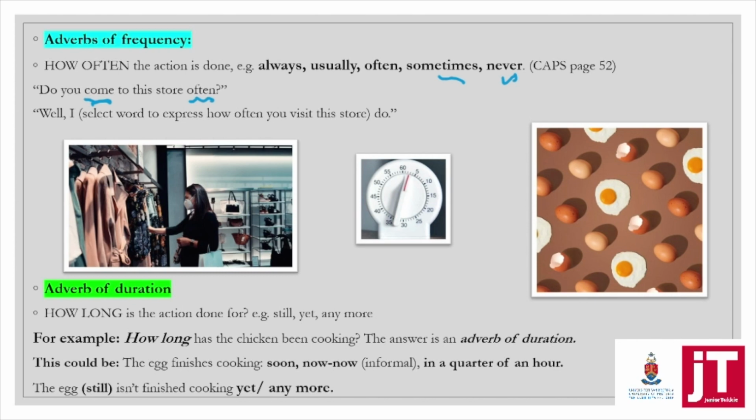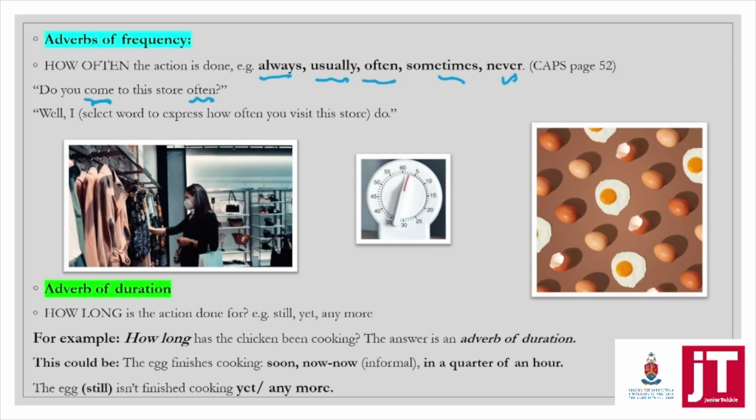And then you can reply, well, I always do. I usually do. I often do. I sometimes do. I never do. So it's showing, when we say frequency, it means how much or how often. Okay, so that's why these words are quite important and quite key for us to remember when it comes to frequency, okay? Because they can slot into any of these sorts of sentences.